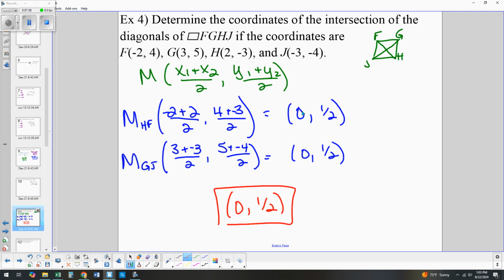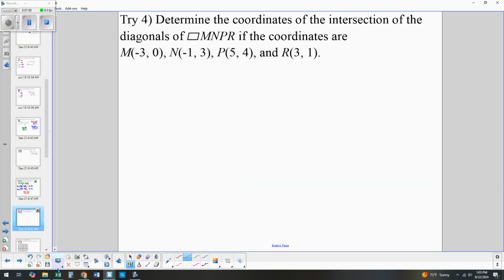I would not rely on just doing one and hoping for the best. It's very easy to make a silly mistake by finding the wrong segments or something like that, so make sure you do find both to verify that that is in fact your correct point. Here's try 4. You could pause if you'd like. The answers are posted online.